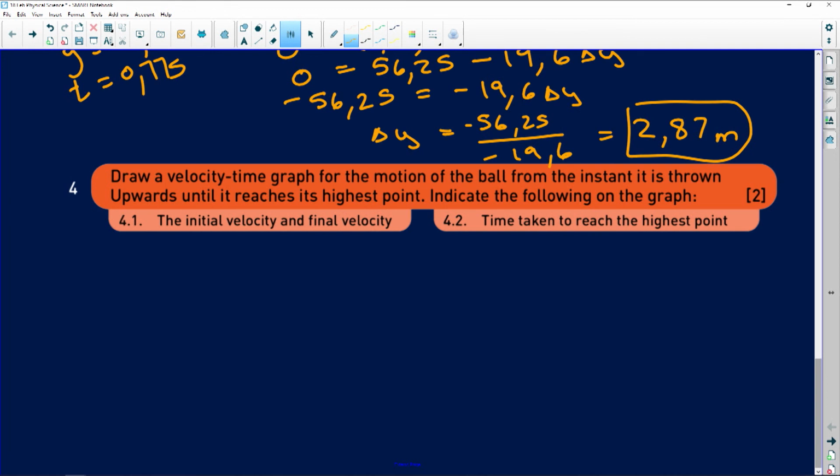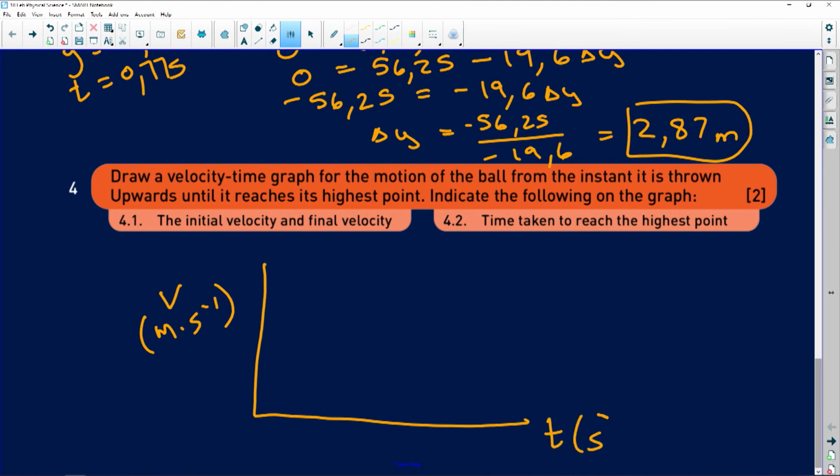All right, so they want us to draw a velocity time graph. So there we go. So we put V on the y-axis, and don't forget to put the units in. We got time in seconds. All right, now it was thrown up with the initial velocity of 7,5. Okay, and there it is there. And this ball decreased in speed until it reached, at maximum height, 0 meters per second. All right, and there we go. And at what time did it reach this maximum height? It was at 0.77 seconds. And there we go. So 3 easy marks.